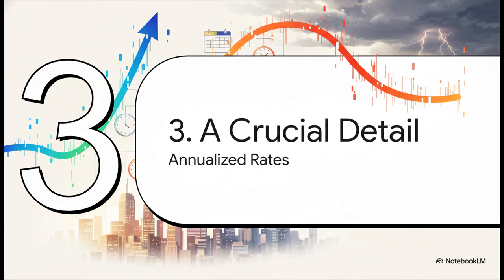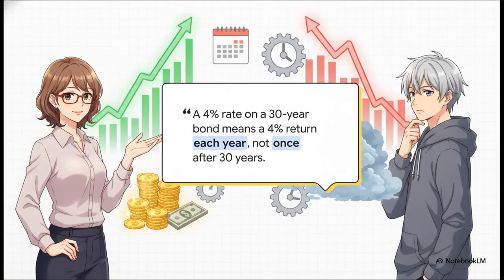Okay, pay attention here, because this next part is super important. It's a detail that trips a lot of people up when they're looking at these charts. We've got to talk about what these percentages actually mean. They're what's called annualized rates. And our source material puts it perfectly. It says that when you see a 4% rate for a 30-year investment, it doesn't mean you get a lump sum after 3 decades. No, it means you get a 4% return each and every year for those 30 years.